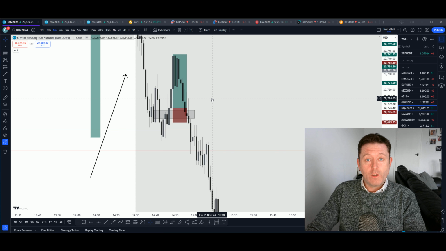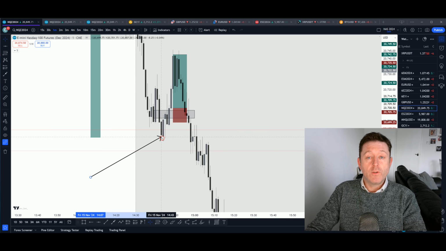We know what a fair value gap is, and that's the gap between 3 candles. We know what we're looking for, and those are a liquidity sweep, which we've had in this instance here. It took a previous range low. Now, it doesn't have to be a range low. It can be any liquidity.